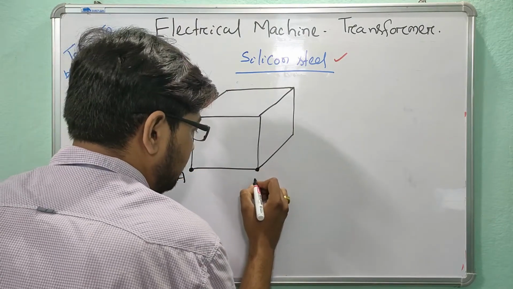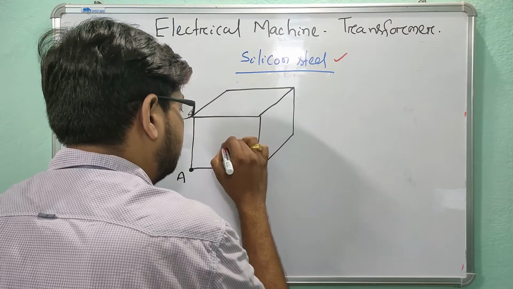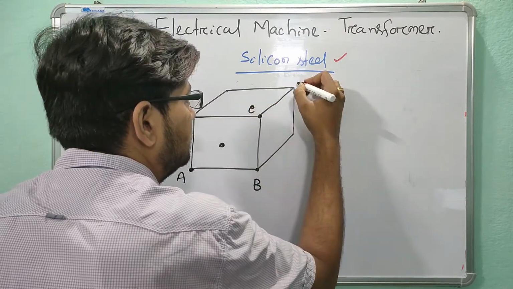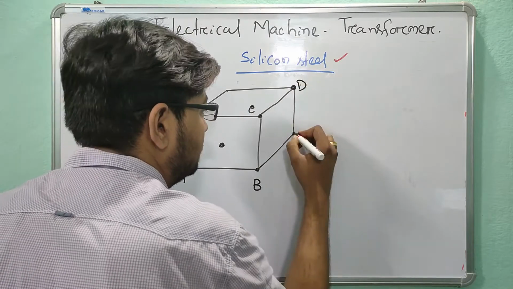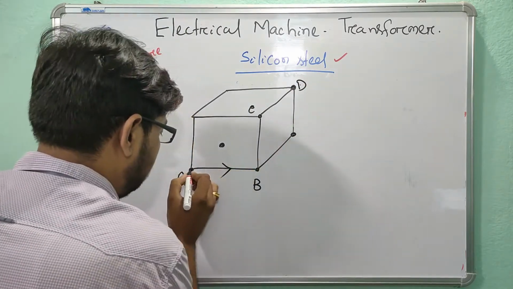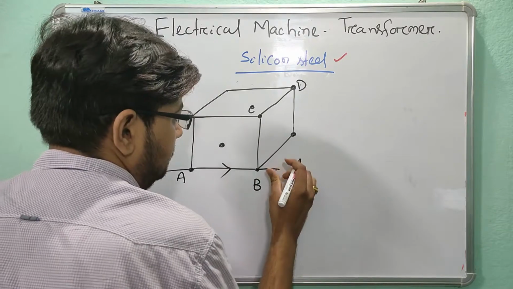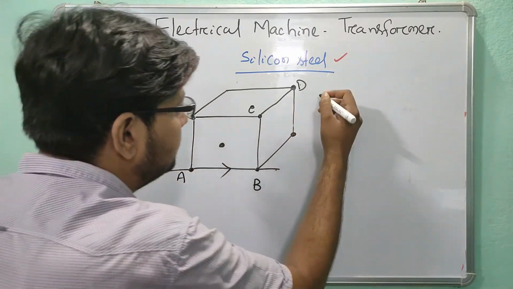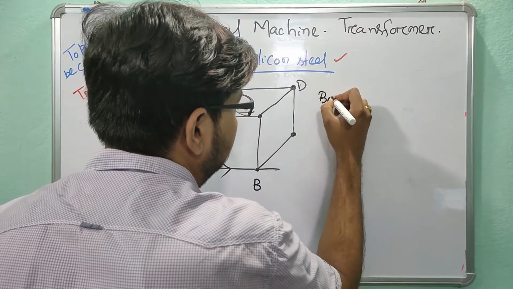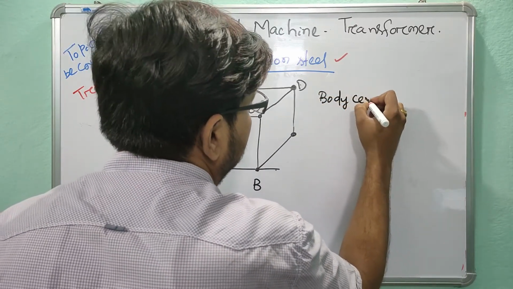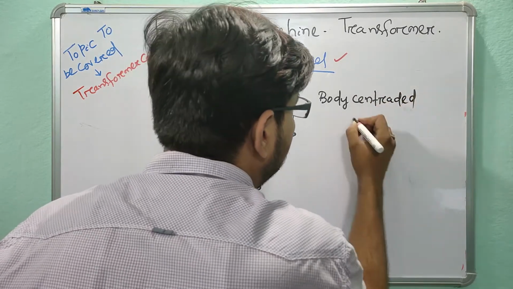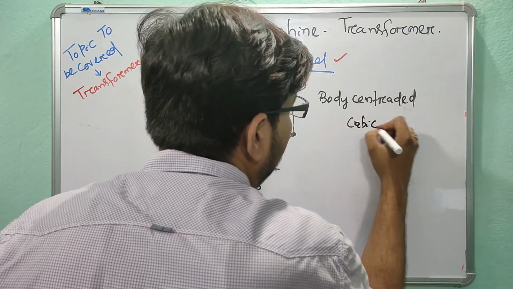A, B, C, D. Okay, so the silicon steel has body centered cubic orientation.